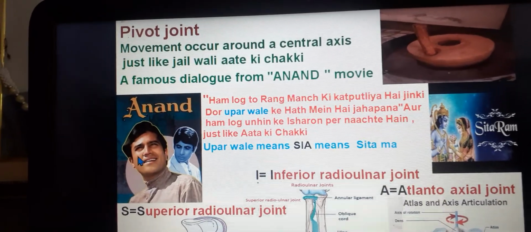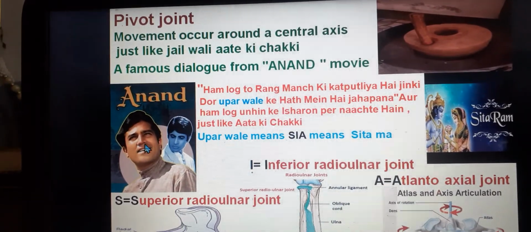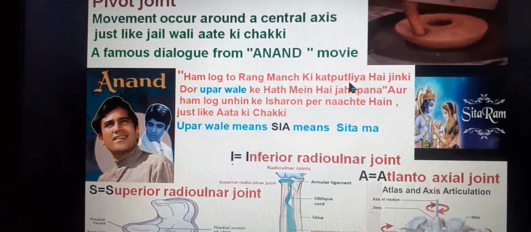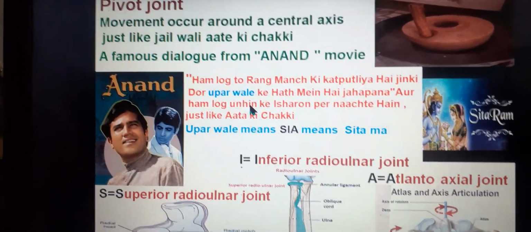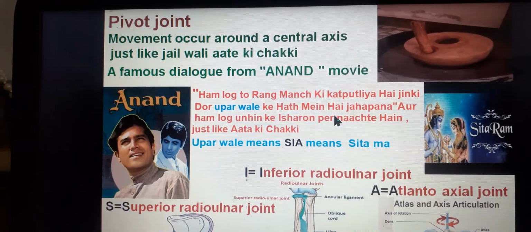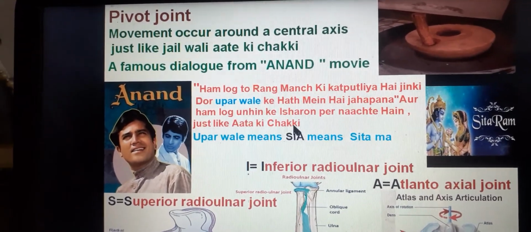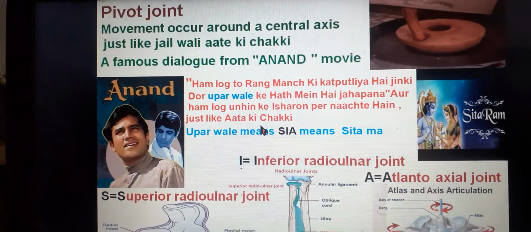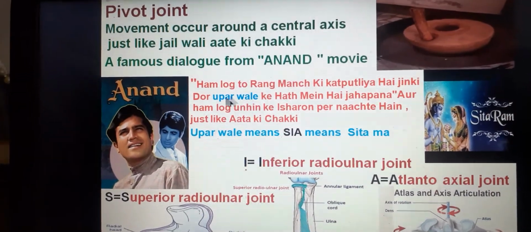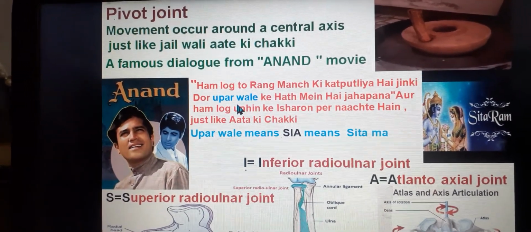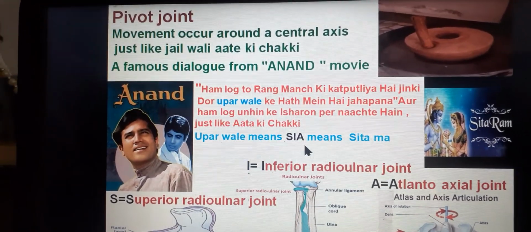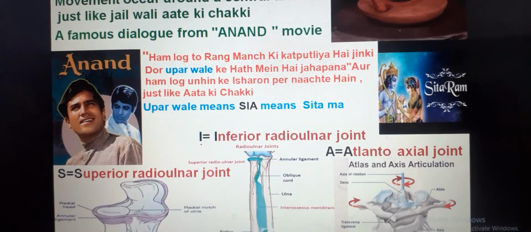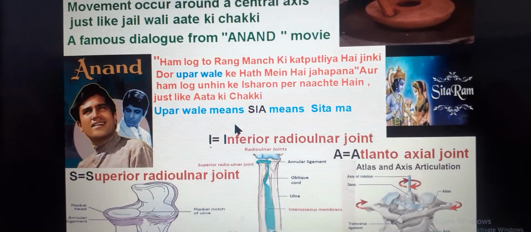In the movie Anand, a movie of Rajesh Khanna, there is a famous dialogue: हम लोग तो रंगमंच की कठपुतलियाँ हैं जिनकी डोर ऊपर वाले के हाथ में है, और हम लोग उनके ही इशारों पे नाचते हैं, just like आटे वाली चक्की. So the hint is ऊपर वाले के हाथ में है डोर. ऊपर वाले is Siya. Siya means Ram Sita, goddess Sita is also known as Siya.